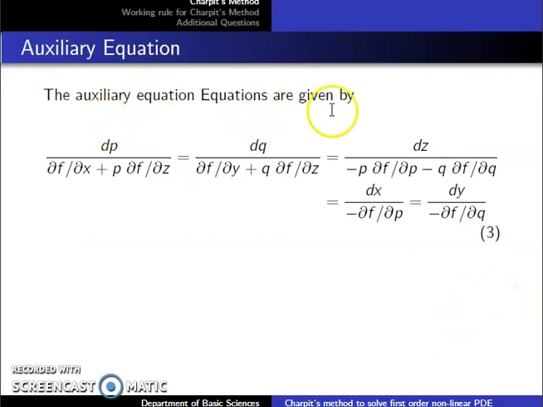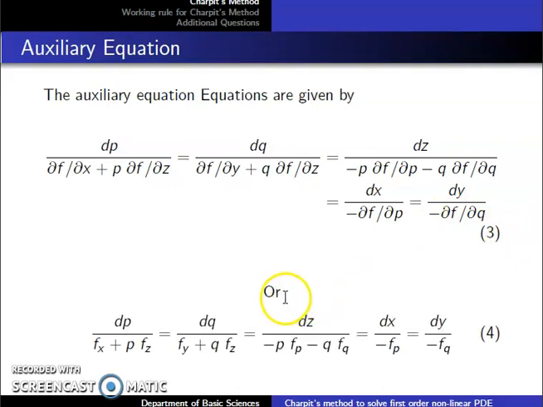Then the auxiliary equations are given by dp divided by dou f by dou x plus p into dou f by dou z, is equal to dq divided by dou f by dou y plus q into dou f by dou z, is equal to dz divided by minus p into dou f by dou p minus q into dou f by dou q, is equal to dx divided by minus dou f by dou p, is equal to dy divided by minus dou f by dou q. Let us take this as equation number 3.